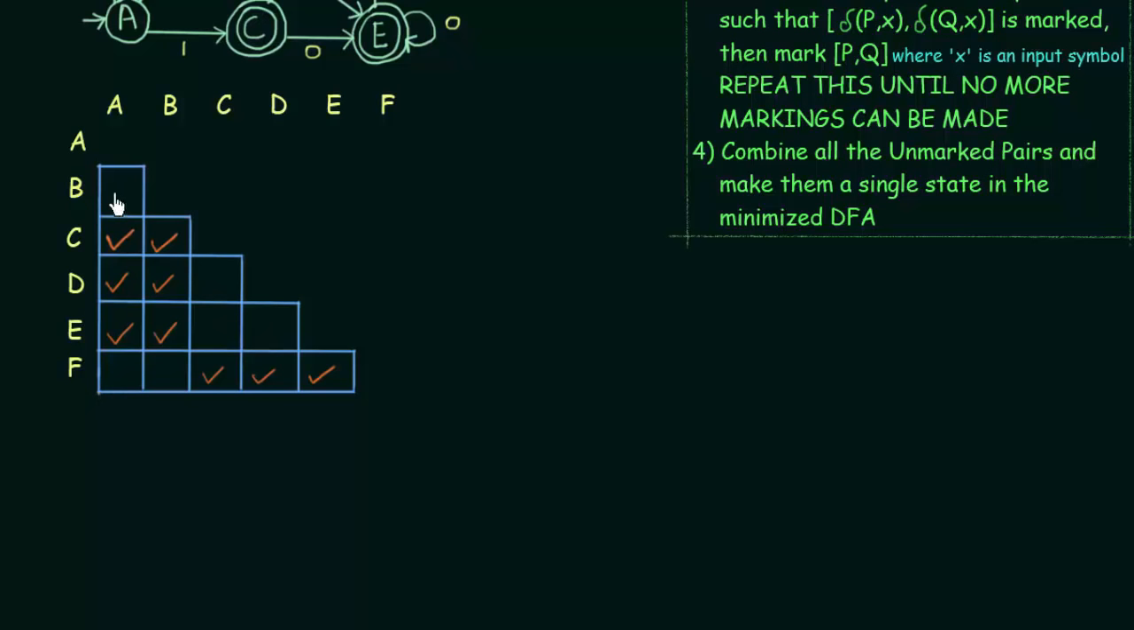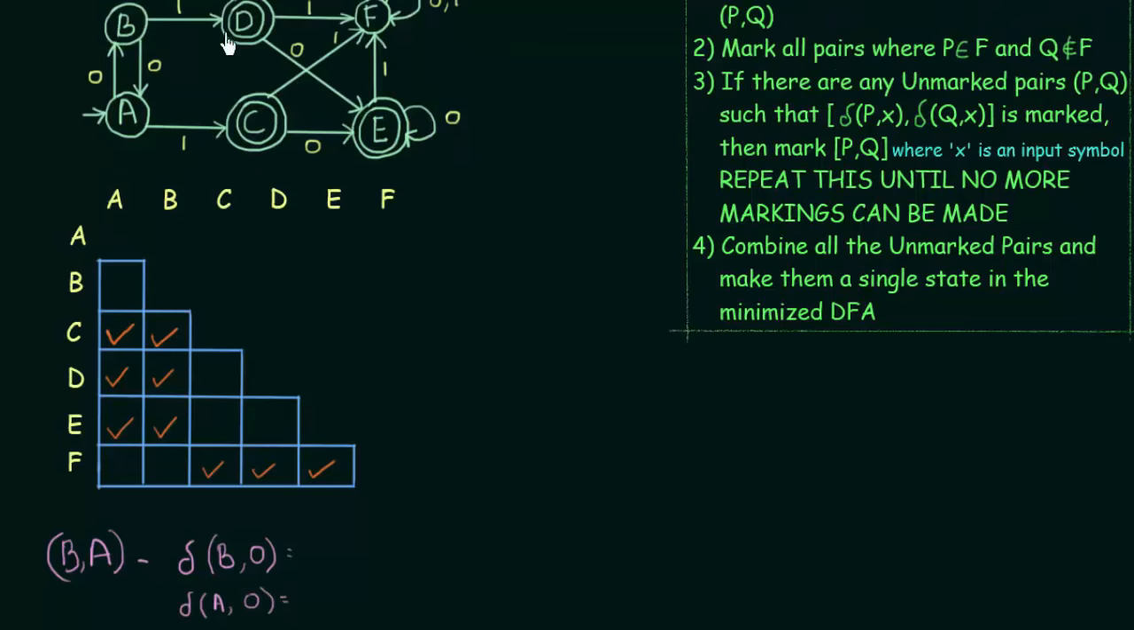So let us check the first pair. This pair is BA. For the pair BA, I have to check the transition of B on input X. That means any of the inputs. So here we have two inputs, 0 and 1. So B on input 0, where does it go? And A on input 0, where does it go? So let us look at our transition diagram. B on input 0 goes to A. And A on input 0 goes to B. Now we get a pair called AB.